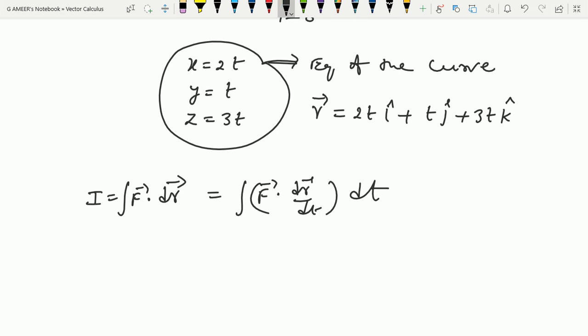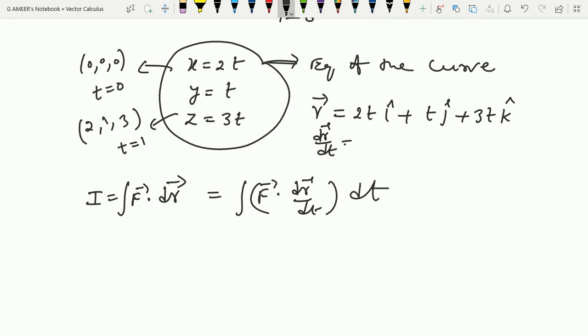Now when the point is 0, 0, 0, t will be 0 here. So we know the point 0, 0, 0, this time t will become 0. Then another one will be 2, 1, 3; for this t will become 1. The parameter goes from 0 to 1 as the points go from origin 0, 0, 0 to 2, 1, 3. So okay, I have the r here. I want to calculate dr by dt. dr by dt will become 2i cap plus j cap plus 3k cap.